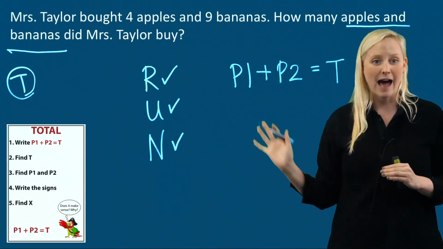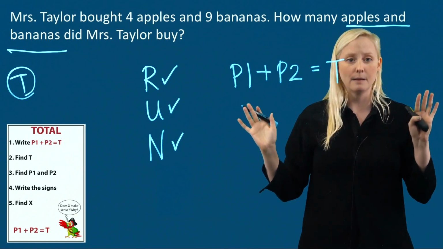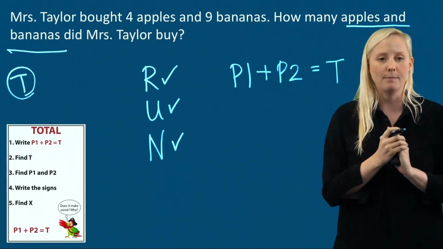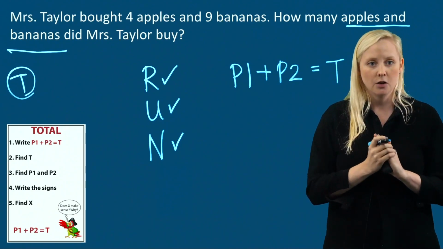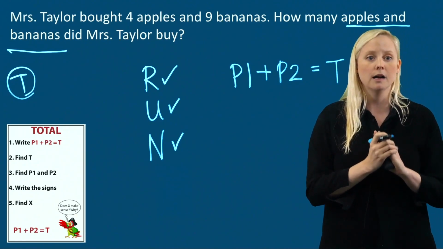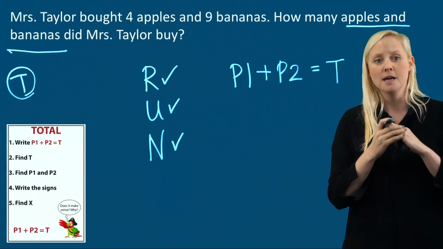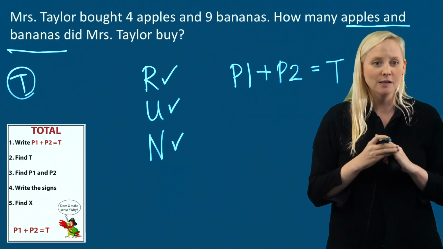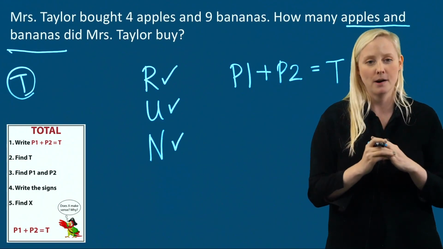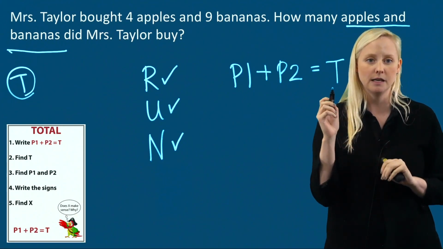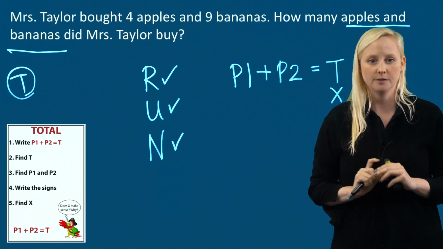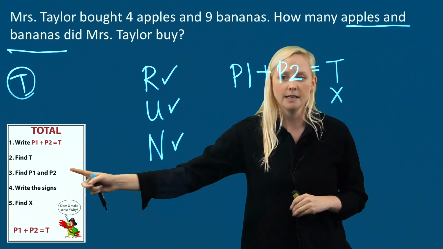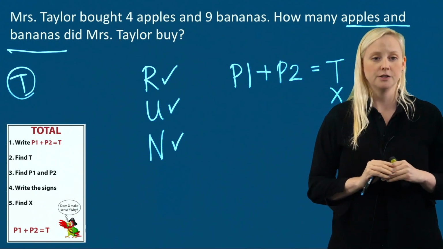Here, I have apples and bananas, and those are my parts. I don't know how many apples and bananas I have altogether, so that information is missing. When we don't know the total, we mark it with an X because our program is about pirates. And pirates find the missing treasure by marking an X. So I'm going to take a second to put an X under the T to show that the total is the missing information.